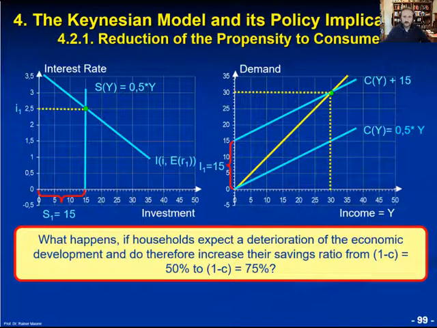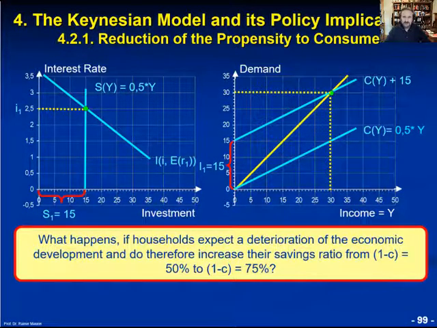Let's assume that households increase their savings ratio from 50% to 75%. Be aware that this necessarily implies a reduction of the consumption ratio from 50% to 25%, since the consumption ratio and the savings ratio must add up to 100%.